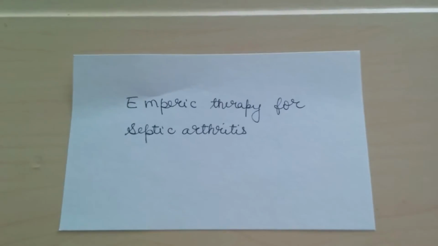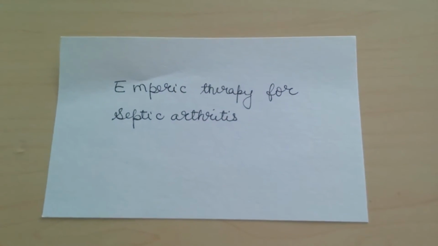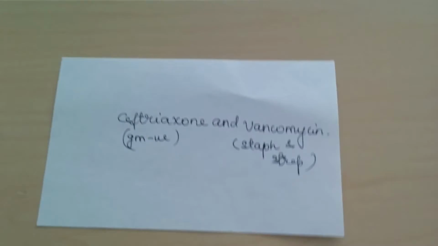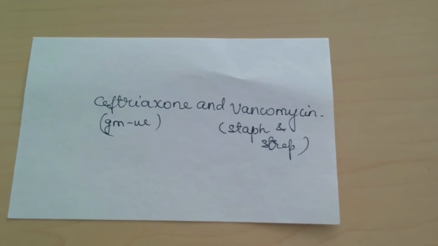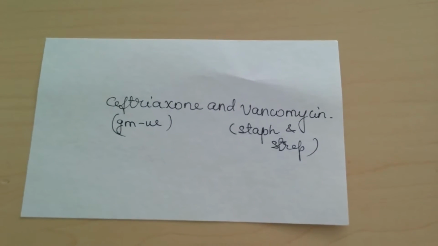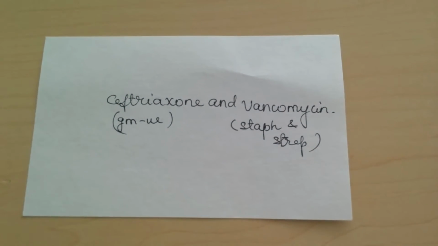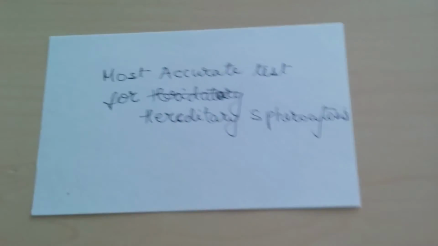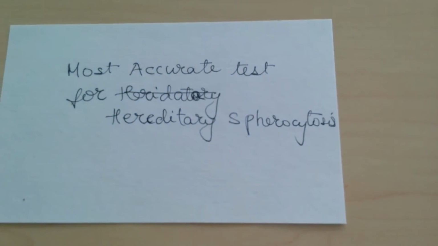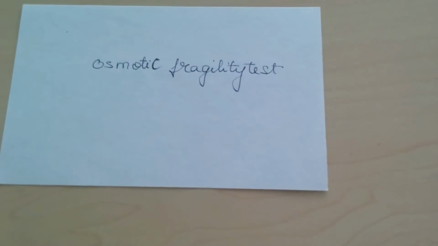What is the empiric therapy for septic arthritis? And the answer is ceftriaxone and vancomycin. Ceftriaxone is given for gram-negative organisms and vancomycin is given for staph and strep. Next, what is the most accurate test for hereditary spherocytosis? And the most accurate test is osmotic fragility test.